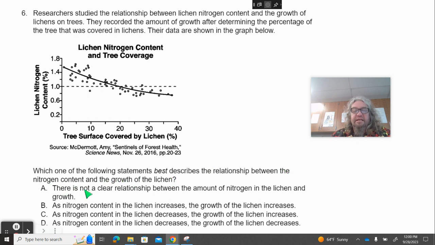Which one of the following statements best describes the relationship between the nitrogen content and the growth of the lichen? A, there is not a clear relationship between the amount of nitrogen in the lichen and growth. B, as nitrogen content of the lichen increases, the growth of lichen increases. C, as nitrogen content in the lichen decreases, the growth of lichen increases. Or D, as nitrogen content in the lichen decreases, the growth of lichen decreases.